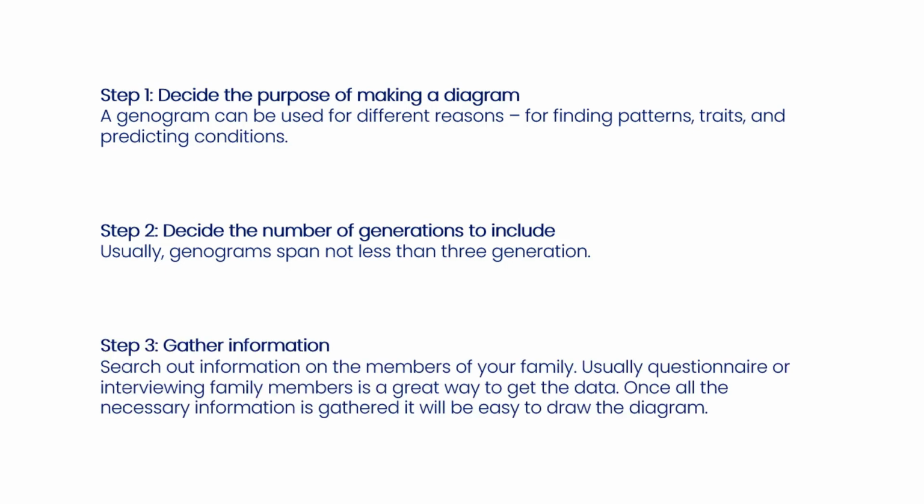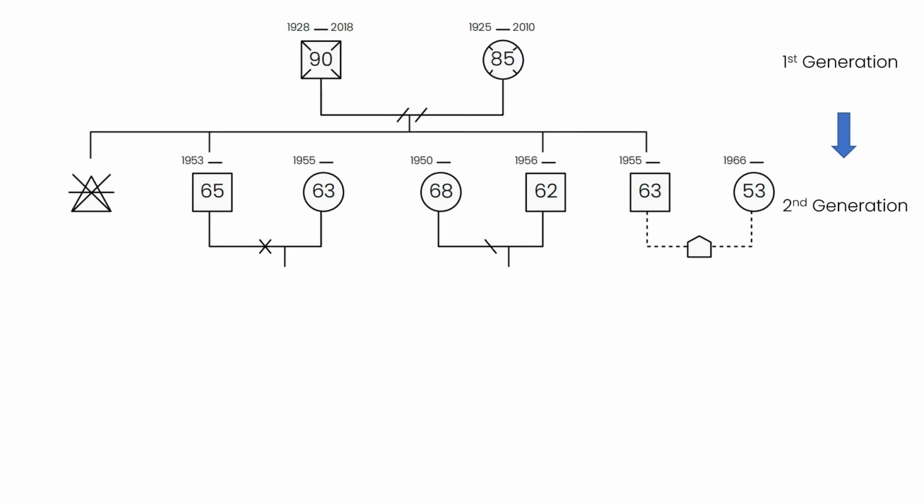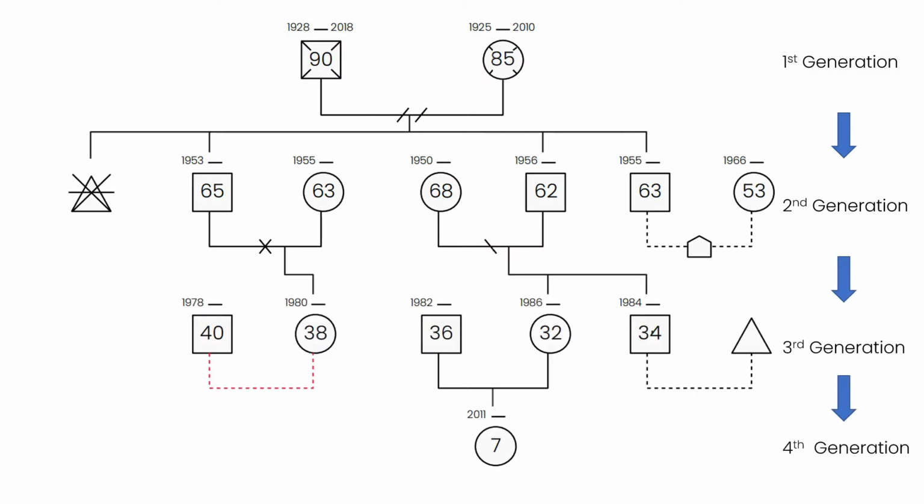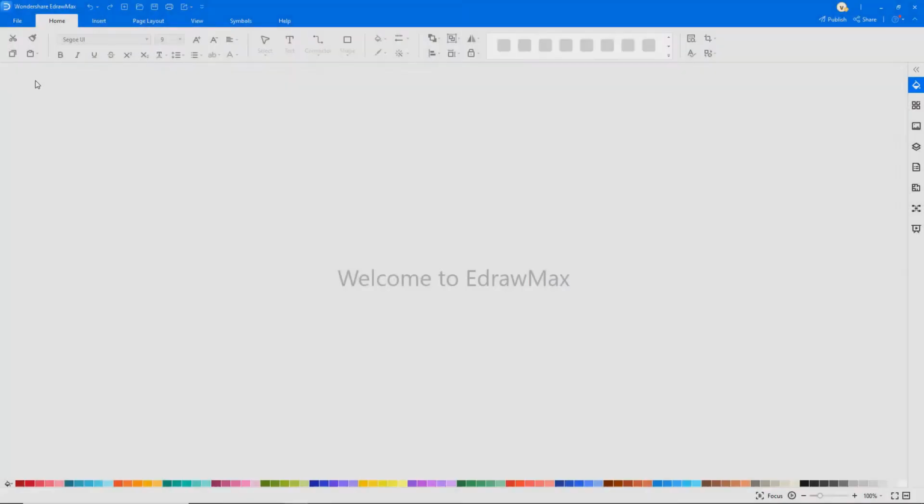Step 3. Gather information. Search out information on the members of your family. Usually a questionnaire or interviewing family members is a great way to get the data. Once all the necessary information is gathered, it'll be easy to draw the diagram. This genogram is like a family tree. It depicts all the important relationships within the family. Here we've included information for 4 generations. Now let's see how to draw the same.